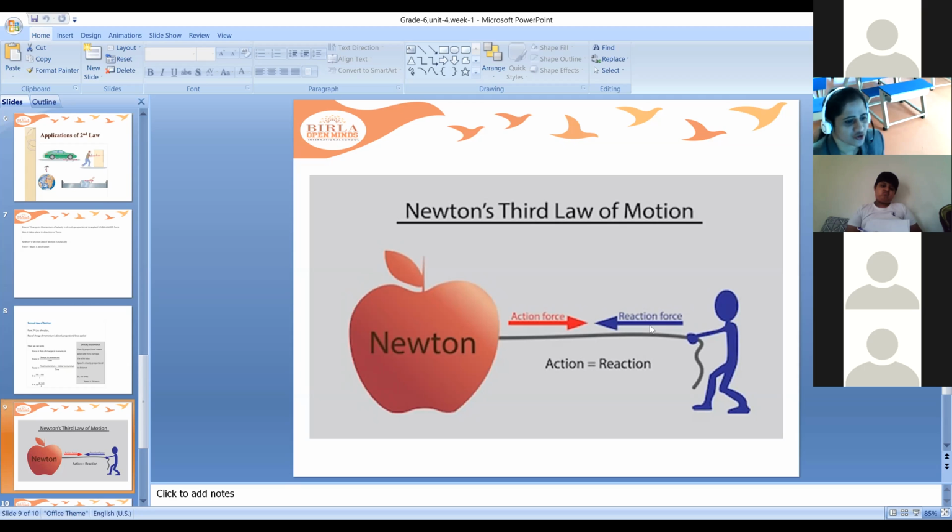So here you are pulling that rope. You are putting a force to pull your friend towards your side. For that force, there is an equal and opposite reaction. What is the reaction? Your friend will also pull that rope. He will also try to pull you towards himself. So there is an equal and opposite reaction. We'll see the video and a few more examples to understand this.